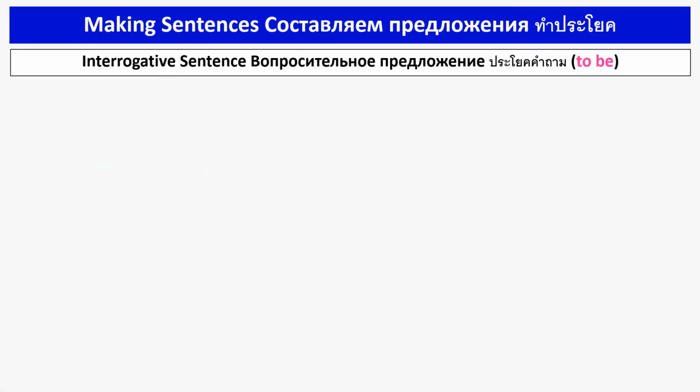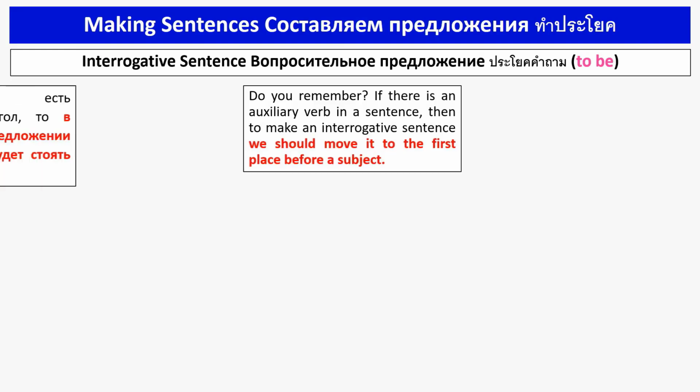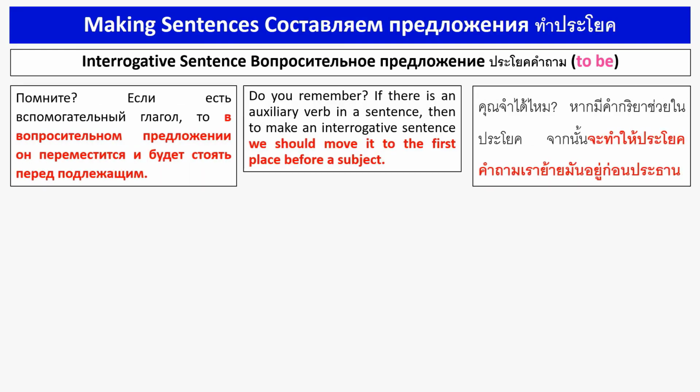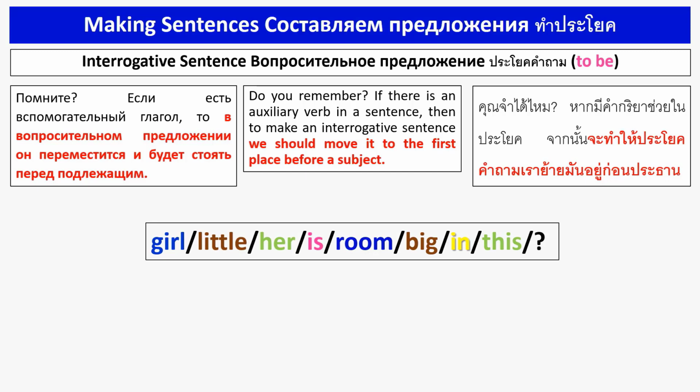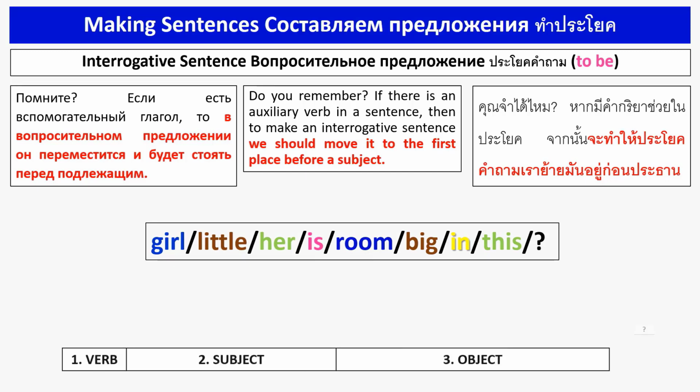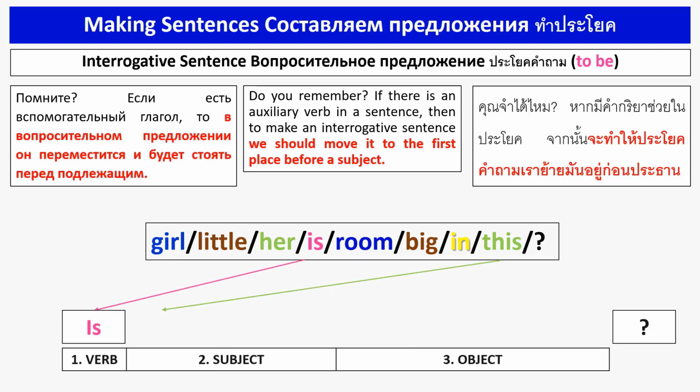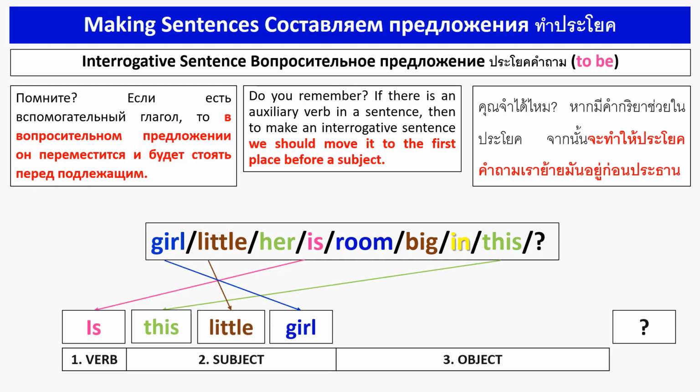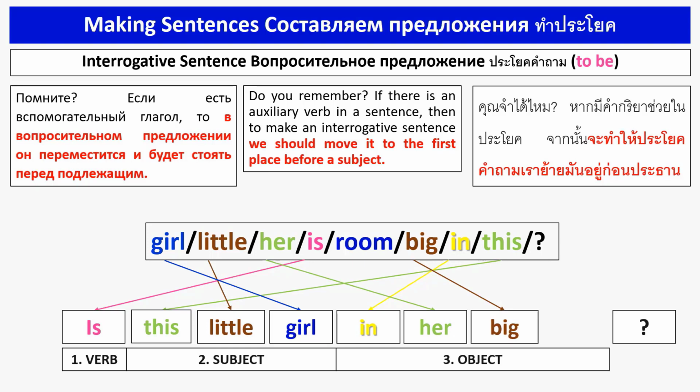Interrogative sentence. To be. Do you remember? If there's an auxiliary verb in a sentence, then to make an interrogative sentence, we should move it to the first place before a subject. Is this little girl in her big room?